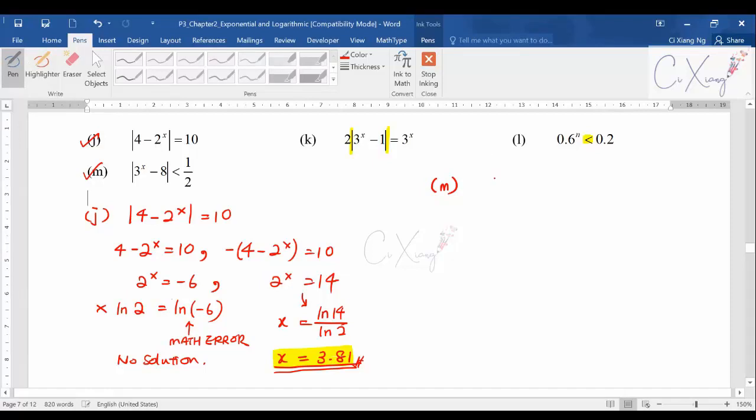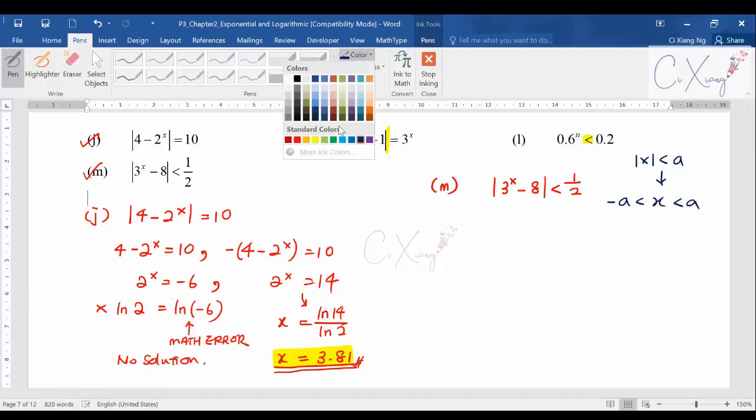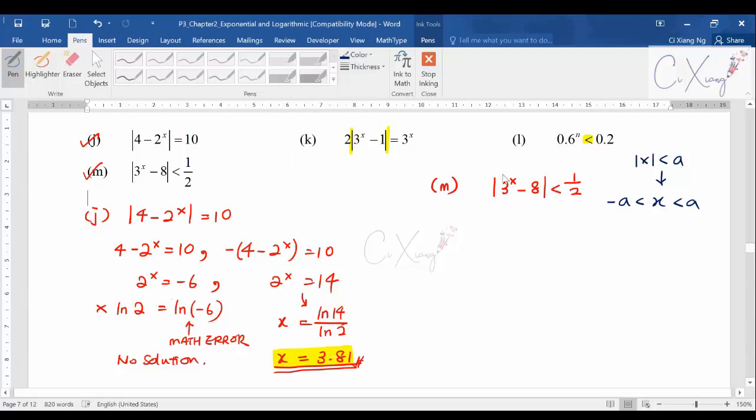For part M, I'm having a modulus inequality. For modulus inequality, there are formulas for you to follow. Just to recall, when you're having modulus x smaller than a, it will become x is between negative a and a. The same thing happens here. You just expand it by applying the formula, so you're having negative half is smaller than 3 power x minus 8, and it is smaller than half.